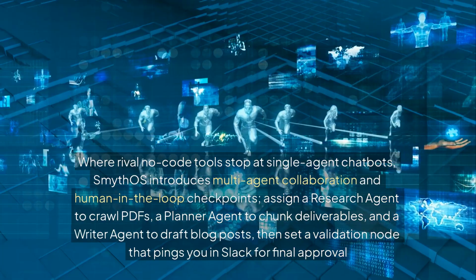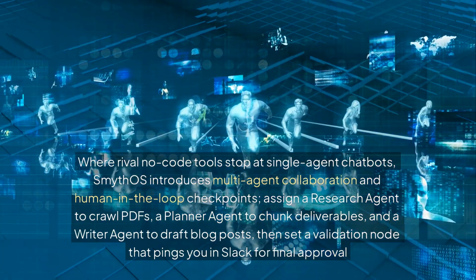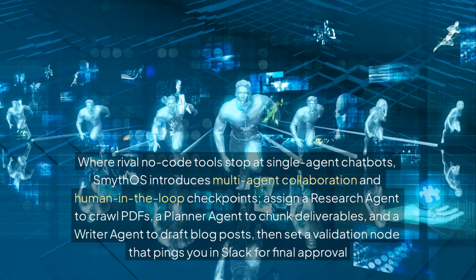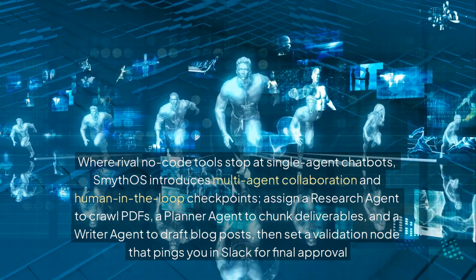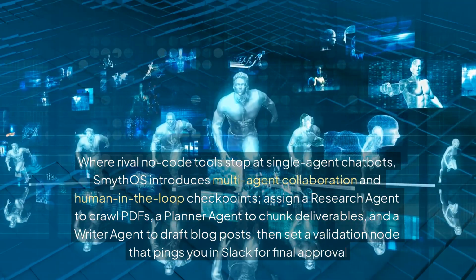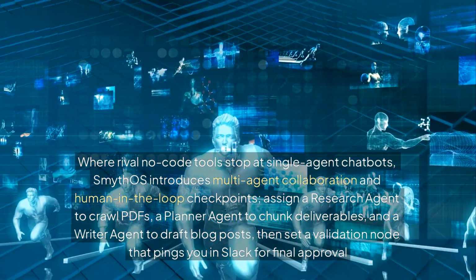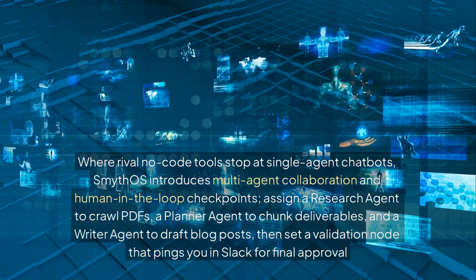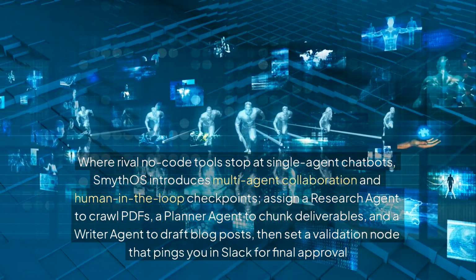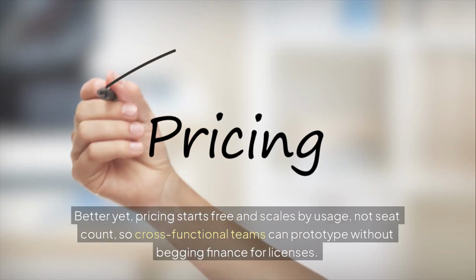Where rival no-code tools stop at single-agent chatbots, SmythOS introduces multi-agent collaboration and human-in-the-loop checkpoints. Assign a research agent to crawl PDFs, a planner agent to chunk deliverables, and a writer agent to draft blog posts. Then set a validation node that pings you in Slack for final approval.